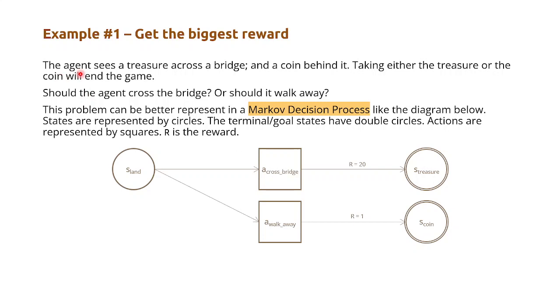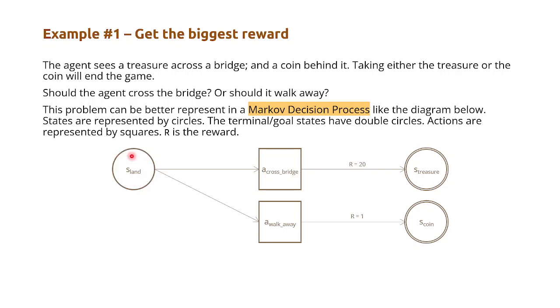So, as I have said, the agent sees a treasure across a bridge and a coin behind the agent. Taking either the treasure or the coin will end the game. So, should the agent cross the bridge or should it walk away? As I have said earlier, this problem can be better represented in a Markov decision process like the diagram below. States are represented by circles.